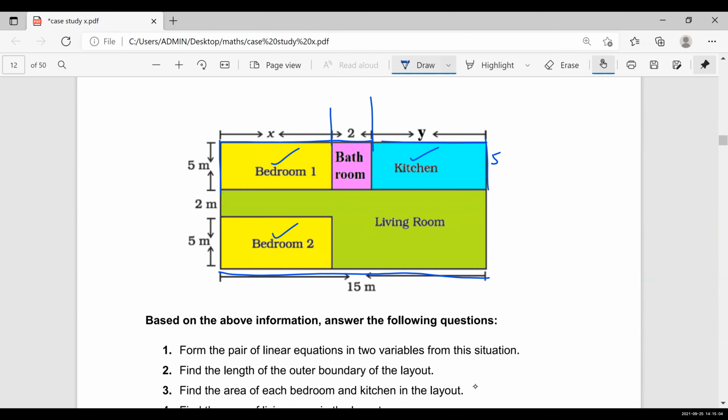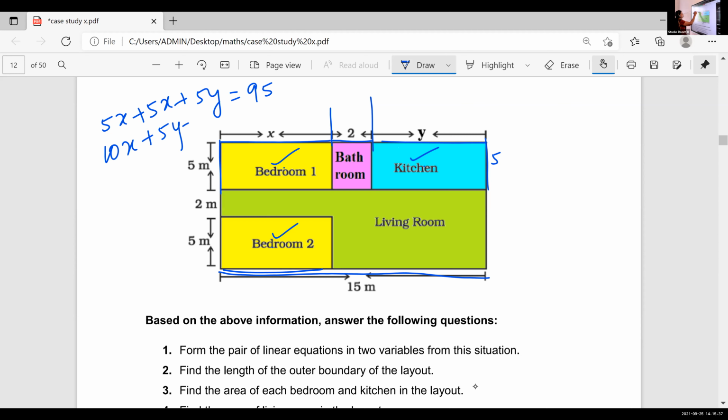5x. It is a rectangle, 5x. Plus, what is the area of the second bedroom? 5x itself, isn't it? Because the same size. And what about the kitchen? 5y. 5y is equal to total area, 95. Area of the first bedroom plus second bedroom plus kitchen is 95. So 5x plus 5y plus 5x is 95. So if you add this, you'll get 10x plus 5y is equal to 95.